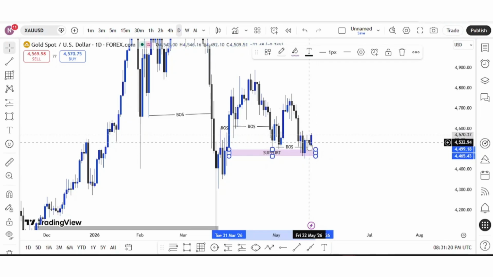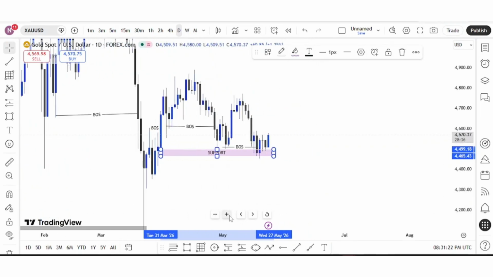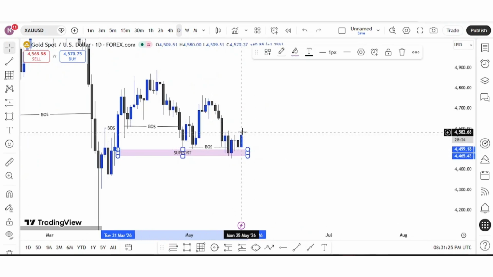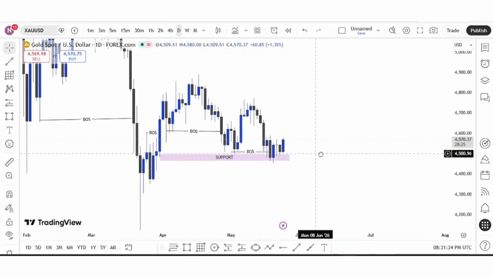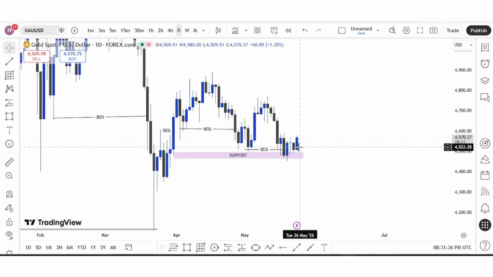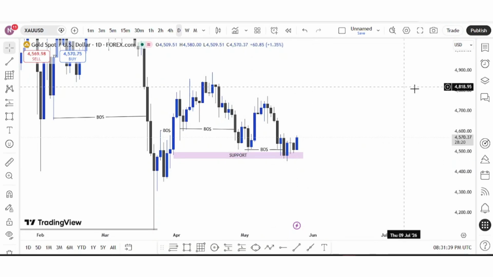If we check here, what is happening here? These two candlesticks you are seeing is a candlestick pattern we call bullish engulfing candlestick pattern. So price is showing us that buyers are ready to push this price up.